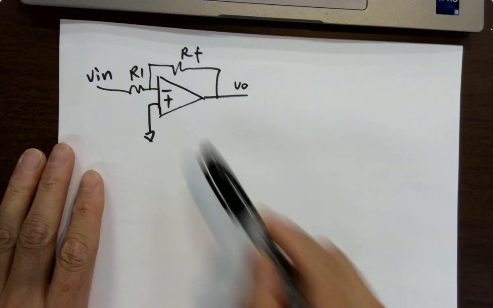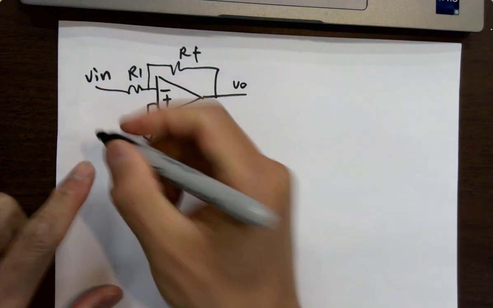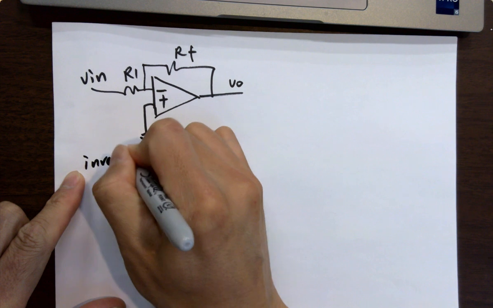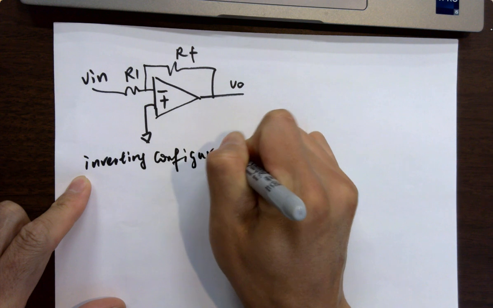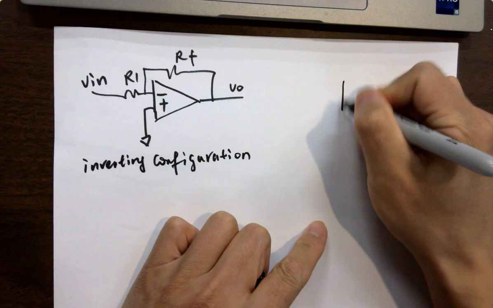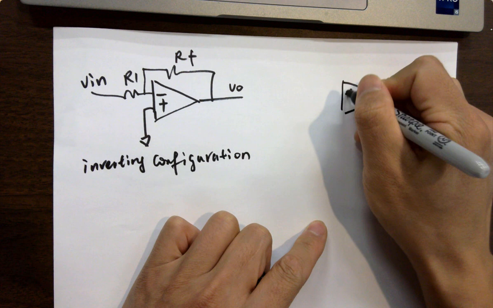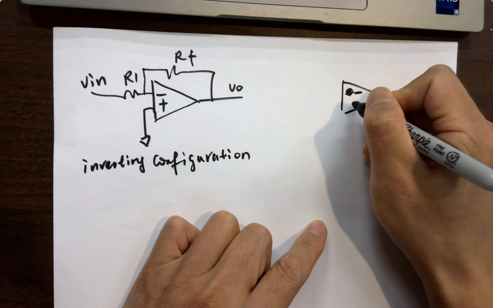Okay, so this one is called an inverting configuration. And there's another structure. Let's keep this one on the top.